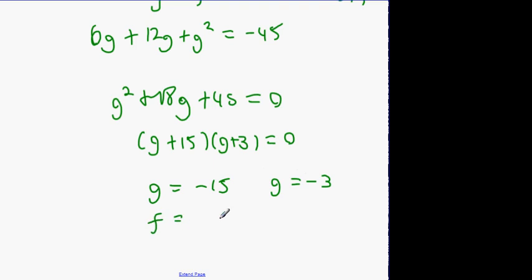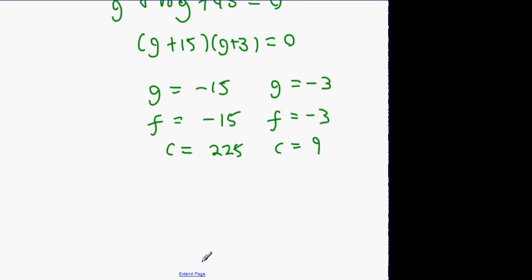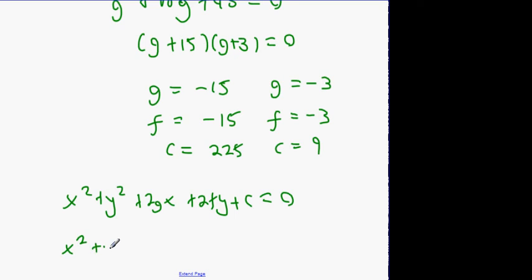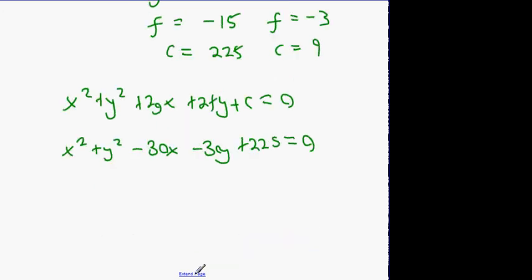f therefore is the same value, minus 15, and f is also minus 3. c is the square of both of them, which is 225 and 9. Finally, I put them into x squared plus y squared plus 2gx plus 2fy plus c equals 0. What I get is x squared plus y squared minus 30x minus 30y plus 225 equals 0. Is that the answer? Yeah. And then the second one is x squared plus y squared minus 6x minus 6y plus 9 equals 0.